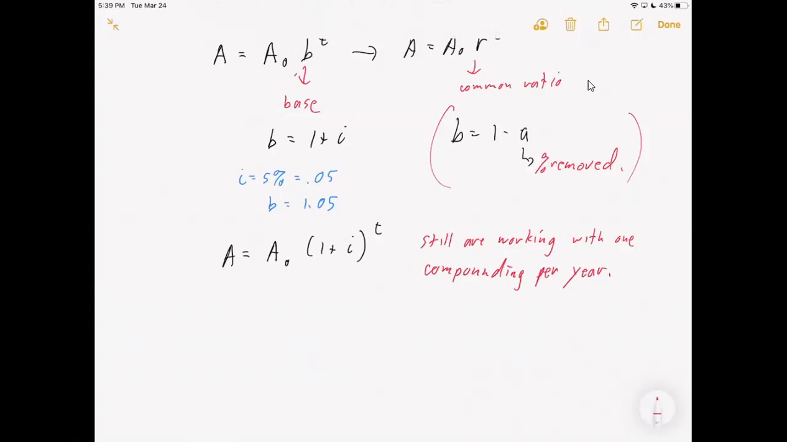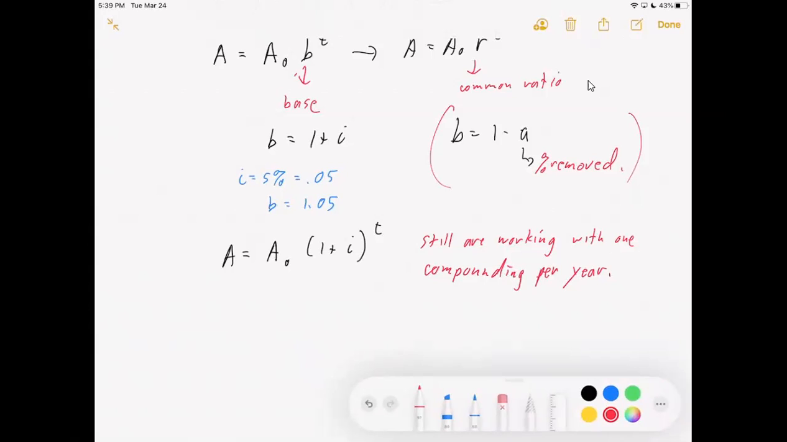Banks don't do it that way. Okay, it's much more common to compound. We'll start with twice a year compounding. So I'm going to make a few changes here, and we'll do a hypothetical example, and then we'll do a general example.